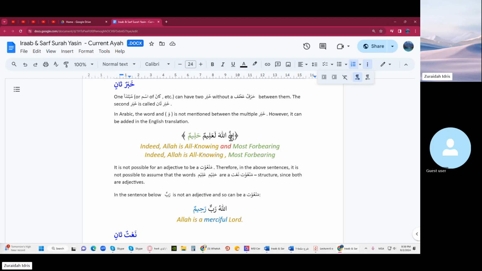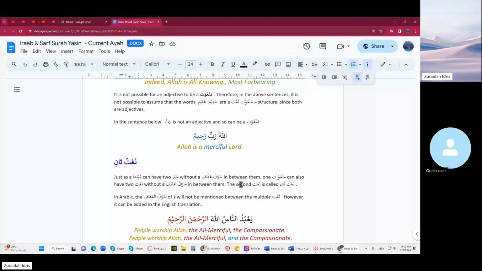Now, like I said just now, it's not possible for an adjective to be a man'ut. It cannot be a mausuf and be a sifah at the same time. So that's why an adjective cannot be a man'ut. Therefore, in the above sentence, it's not possible to assume that the words halimun, alimun are man'ut and na'tun. It's not mausuf, sifah. In this case, because this is not an adjective, Rabbun, we know this. So that's why we have that.